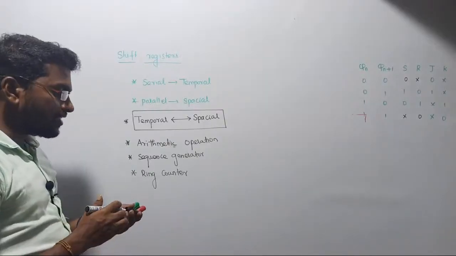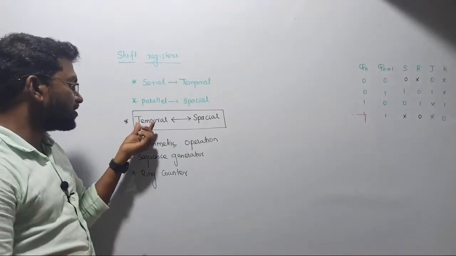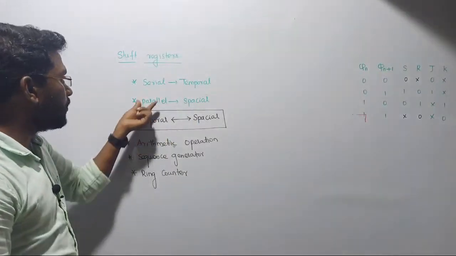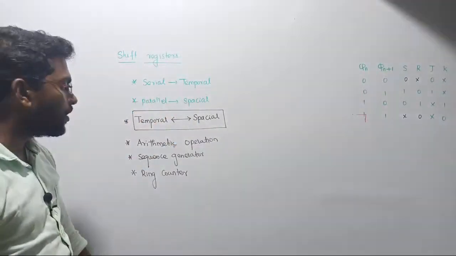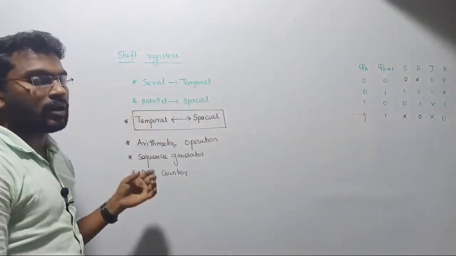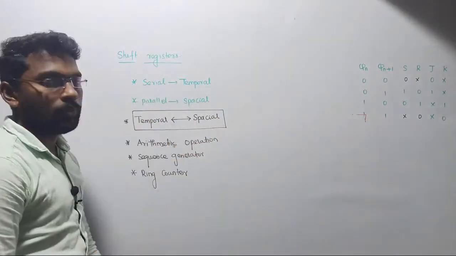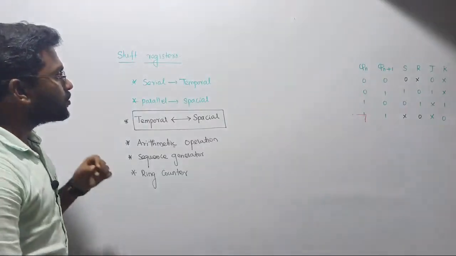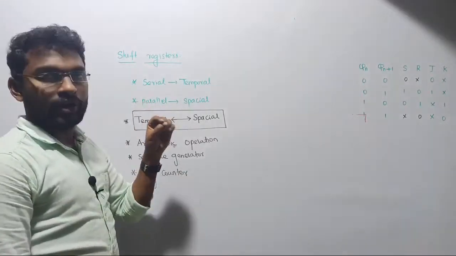Okay, fine. So let us start our journey. Now what do you see as the relation between temporal and spatial? Temporal means serial, spatial means parallel. That's all. So we can transform data from serial to parallel, or parallel to serial, with the help of shift register circuits, right? Now your shift register will be classified into four types, right?